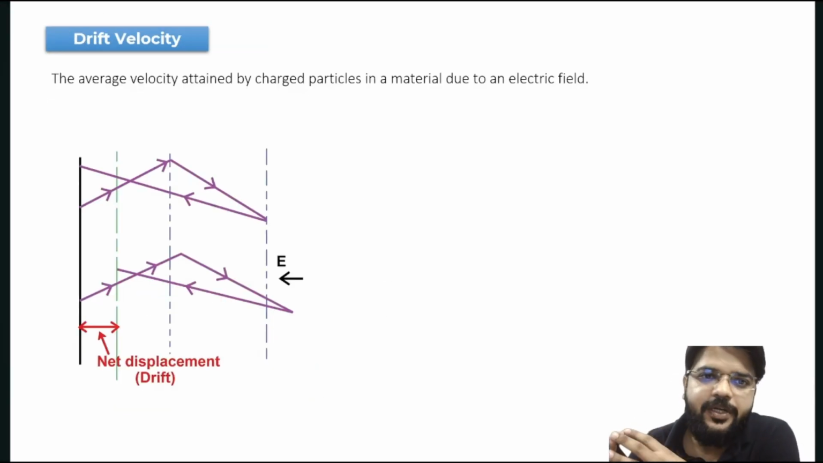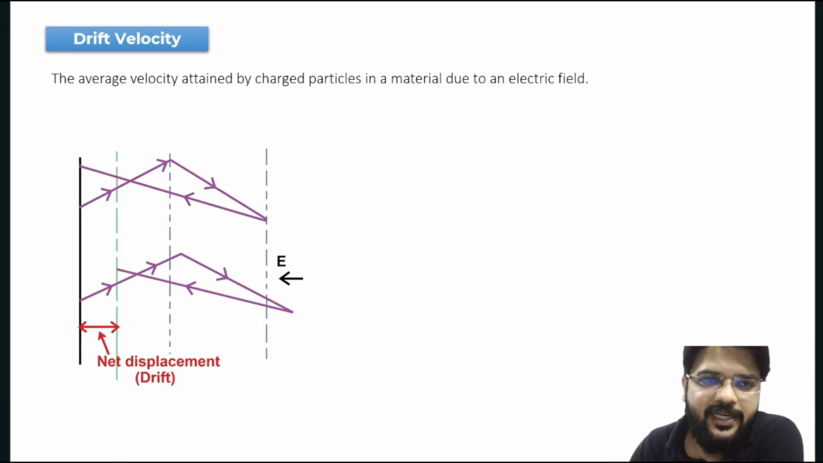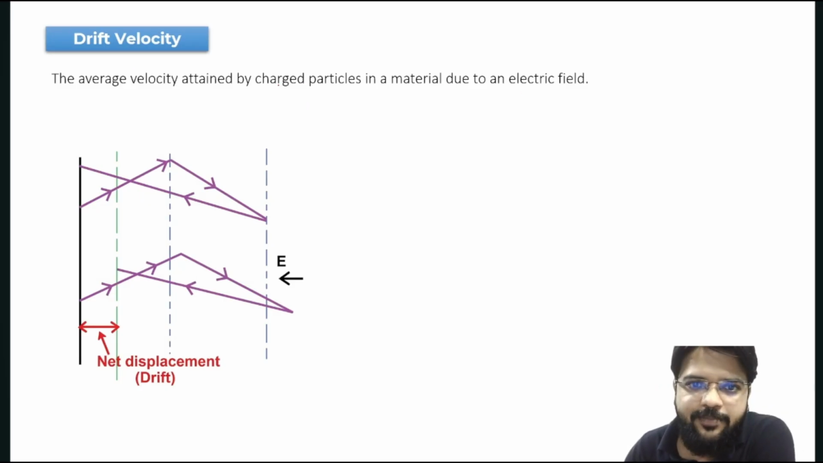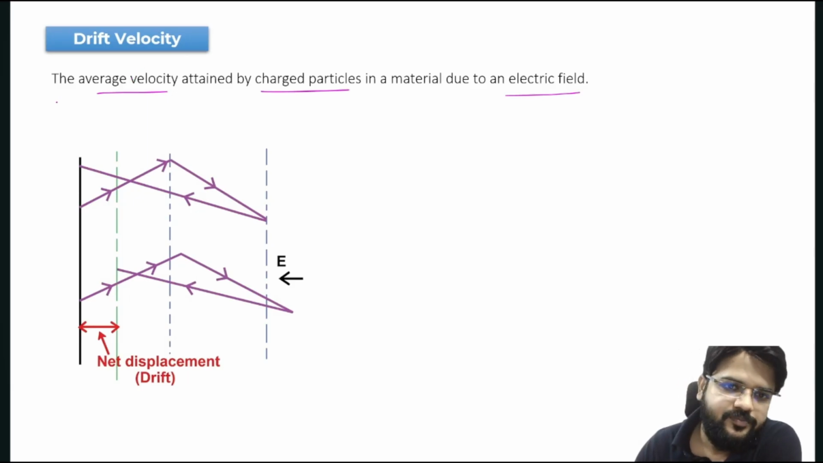Now let's see the next topic, drift velocity. What is the definition of drift velocity? The average velocity attained by a charged particle in a material due to the electric field. So when an electric field is present, the charged particle gets some average velocity, and this average velocity is known as drift velocity, correct?